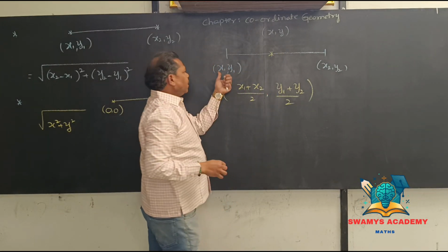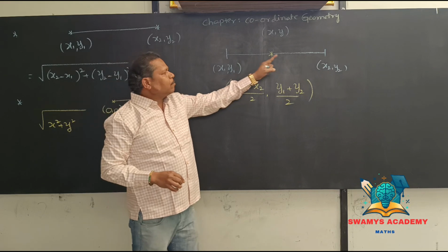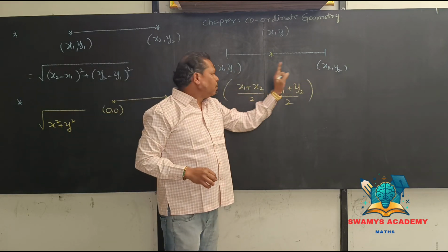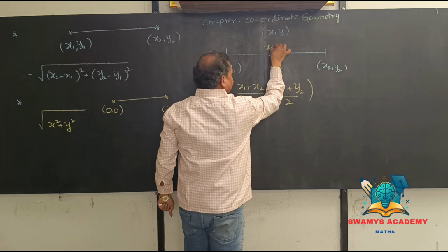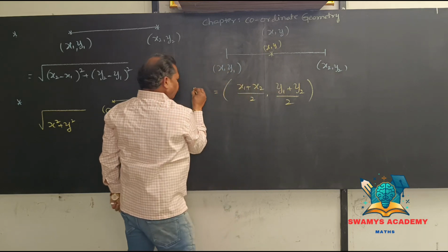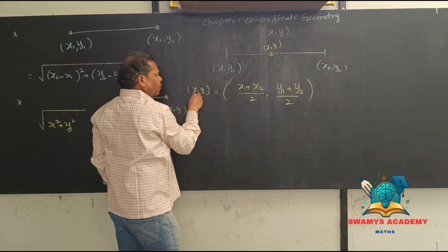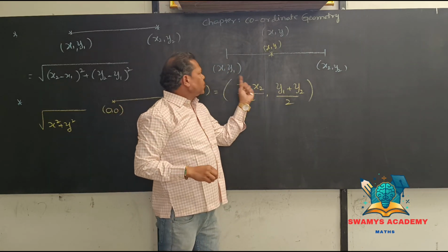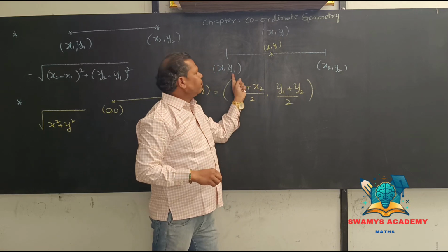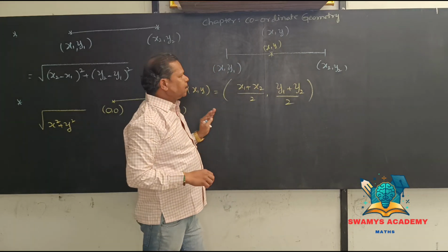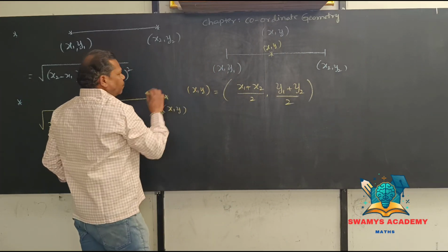So one coordinate is x1 comma y1, another coordinate is x2 comma y2. To find the x comma y values, we'll use the formula. So what is the formula? x1 plus x2 by 2 and y1 plus y2 by 2. This is the formula. Next, another formula is there.